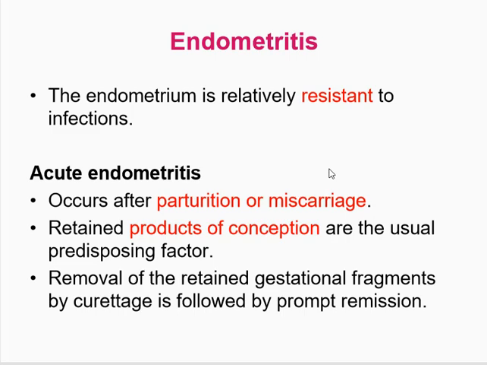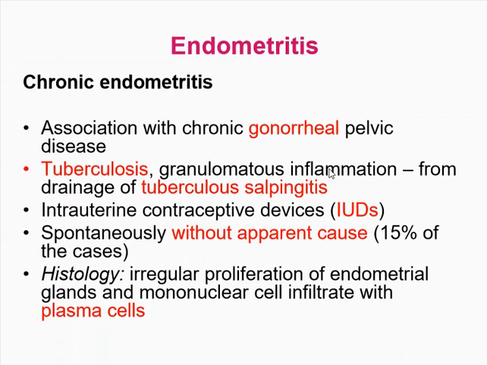Acute endometritis needs some predisposing factors, for example parturition, so giving birth, miscarriage, abortion. When this occurs, there are often products of conception, some residual parts of the placenta, which remain in the endometrium. They become necrotic and are a good place for bacteria to grow in. But when this is evacuated with curettage, then the endometritis ceases. So acute endometritis is an uncommon disease.